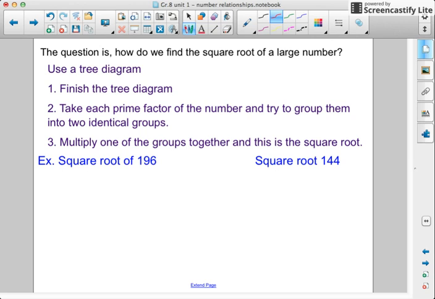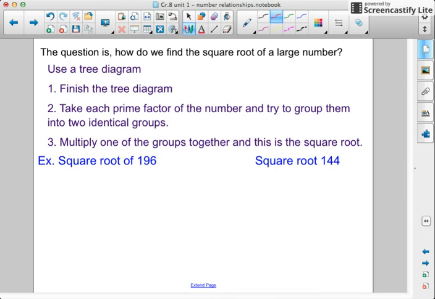All right, so the question is, how do we find the square root of a large number without using a calculator? Well, one method is to use a tree diagram. Okay, so the first thing you need to do is make your tree diagram for the number. Then we're going to take each prime factor of the number and try to group them into two identical groups. Multiply one of the groups together, and this would be your square root. So let's just go through that with examples.